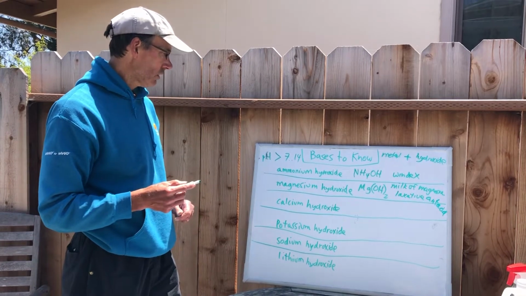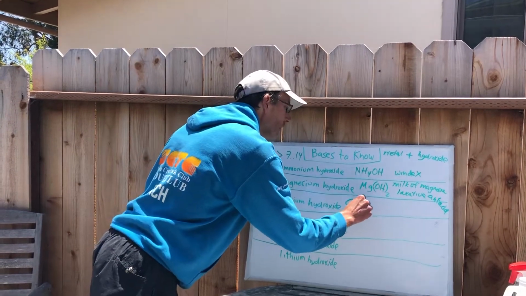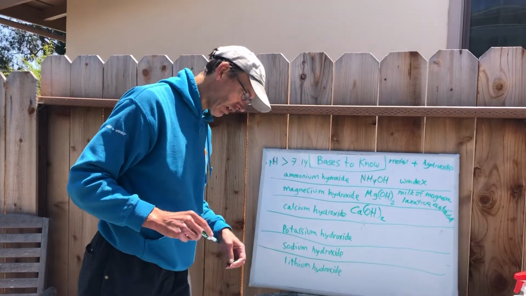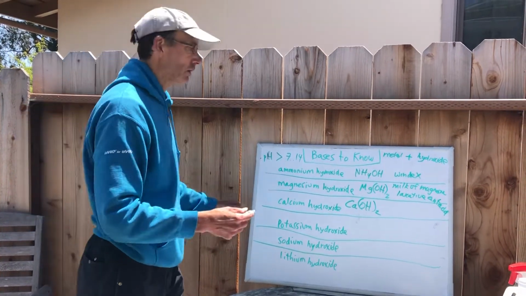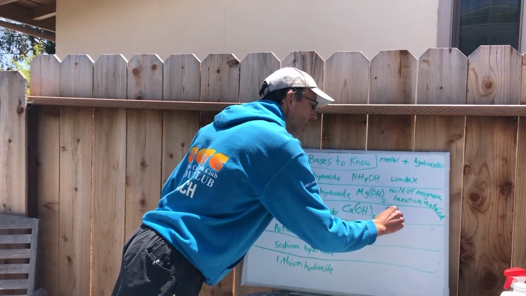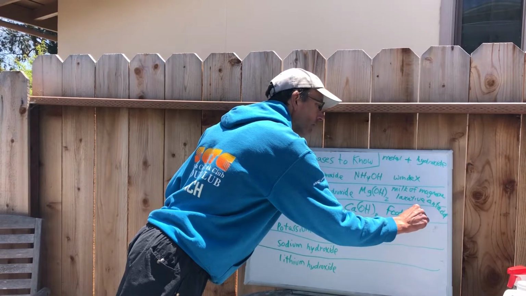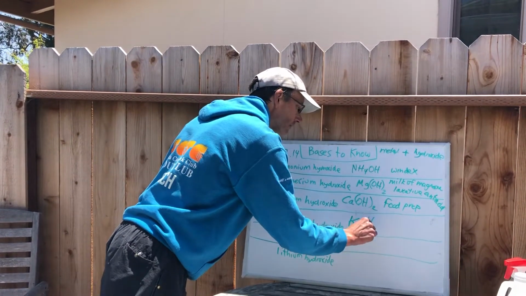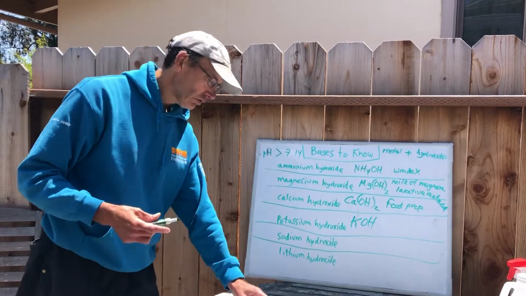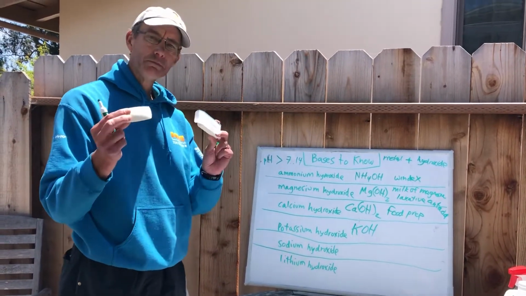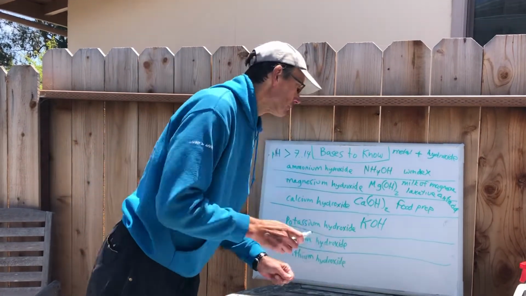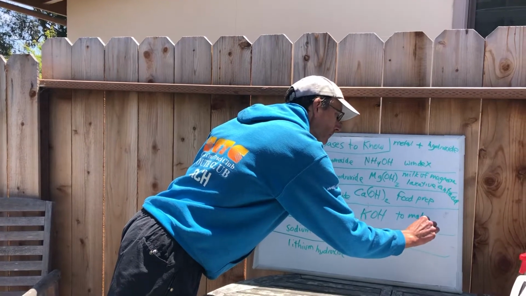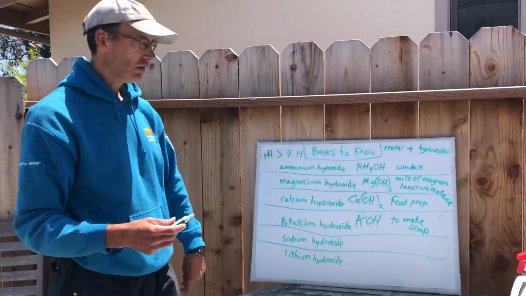And then calcium hydroxide is Ca(OH)2, like that. And calcium hydroxide is used to prepare foods, apparently. So I'll just say food preparation. And then potassium hydroxide, that's KOH. That is used to make soap. Most of these things have other uses, but I'm just giving you at least one.